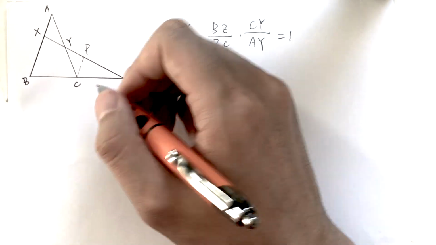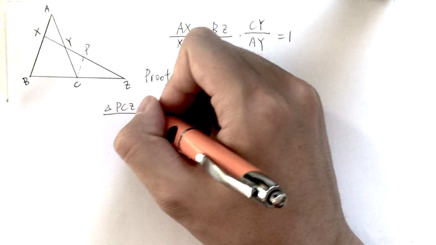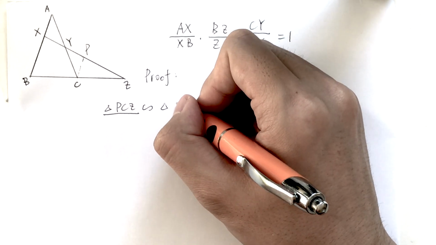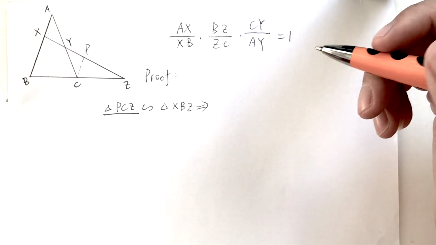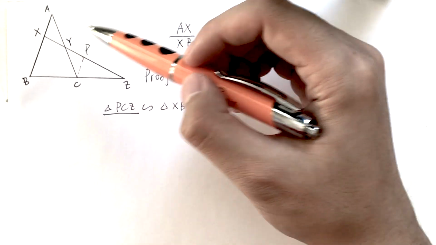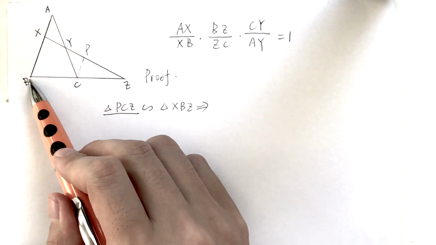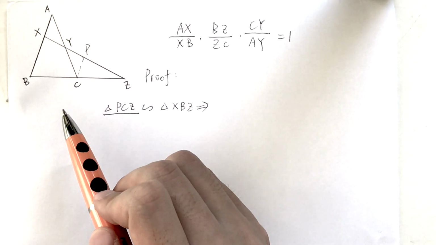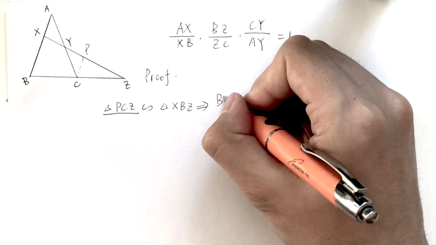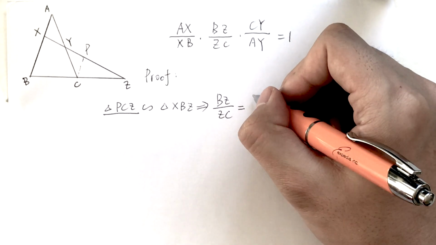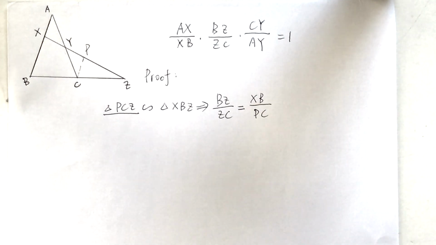So let's write it down here. Triangle PCZ is similar to triangle XBZ. So what can we do from here? Because the corresponding sides of two similar triangles have the same ratio, we know that BZ over ZC is equal to XB over PC. So let's write it down here: BZ over ZC is equal to XB over PC. So this is one equivalence that we can get.